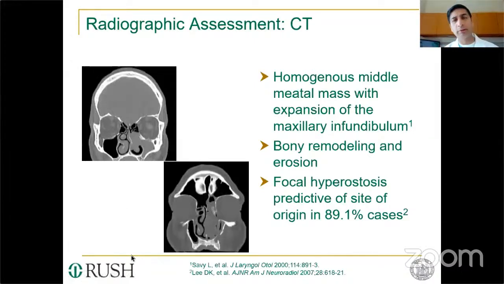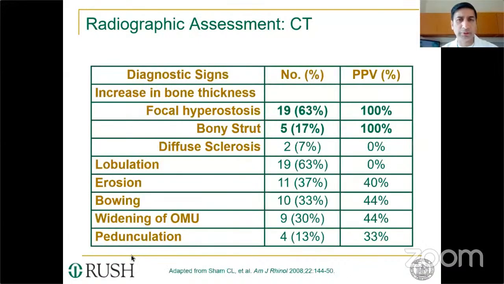And really the key thing to look for is the area of focal hyperostosis. That's really been shown to be predictive of the site of origin in almost 90% of cases. This is a case that was sent to me many years ago. It was partially resected and it's recurred. You can see this area of focal hyperostosis along the inferomedial orbit, and that's almost always going to be the site of origin of the tumor. This one is slightly higher up along the lamina, just above the nasolacrimal duct in the frontal recess, and that was indeed the point of origin as well.